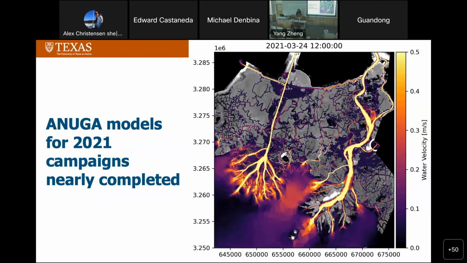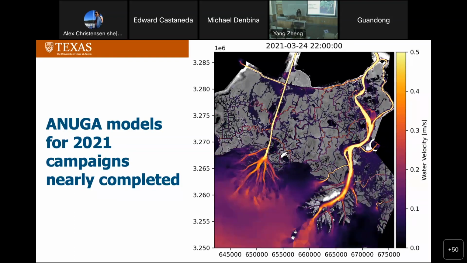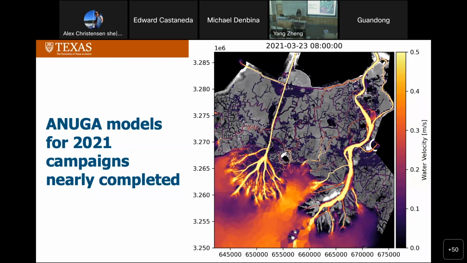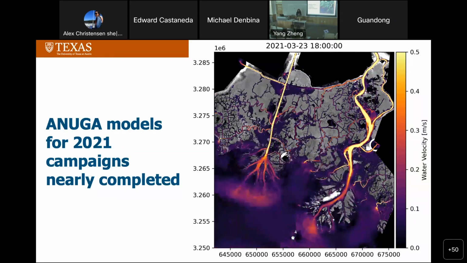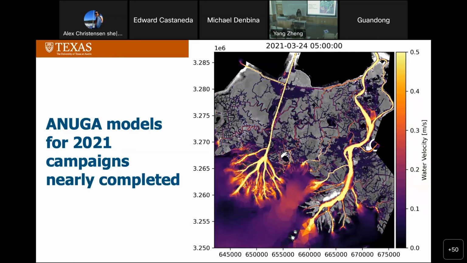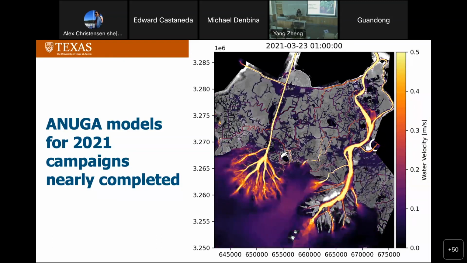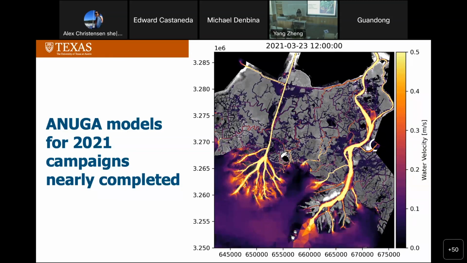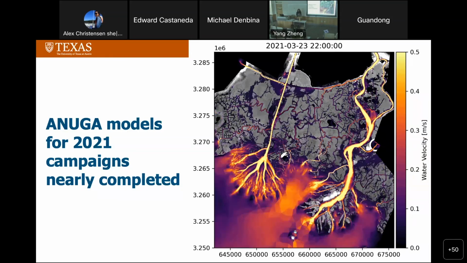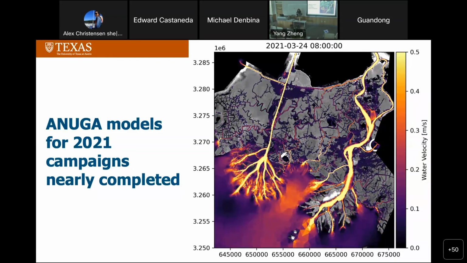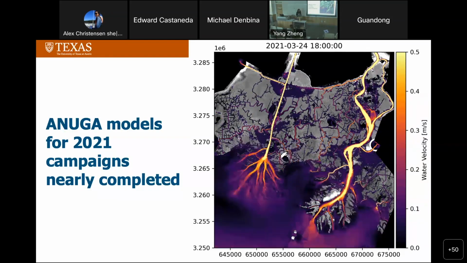You can see that the velocity essentially goes up to 0.5 meters per second, and that's the yellow. That's where we max out the label. It probably goes up a little bit higher locally, but this is how we set up the color map. And you also see the tides that are propagating in. You can see what happens in terms of water velocity as the tides are propagating into the system and out of the system.